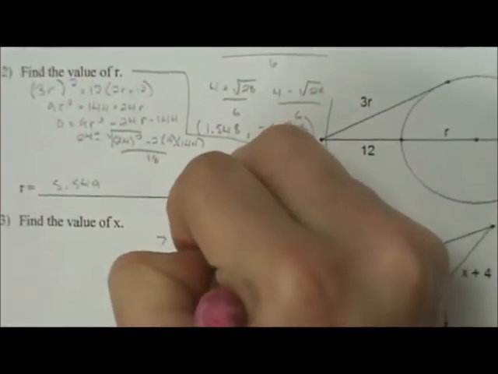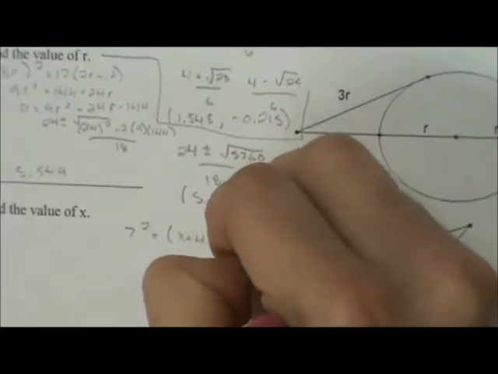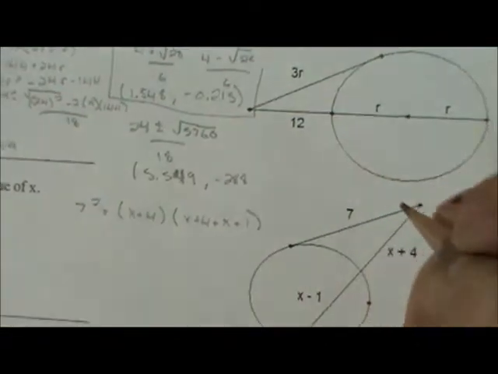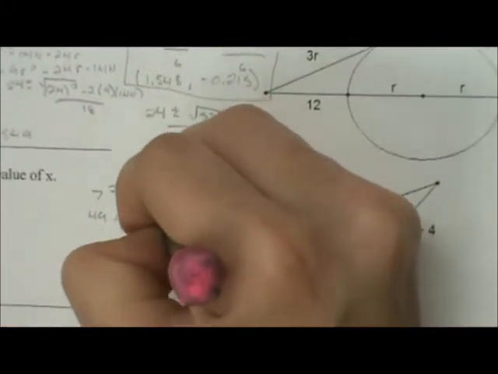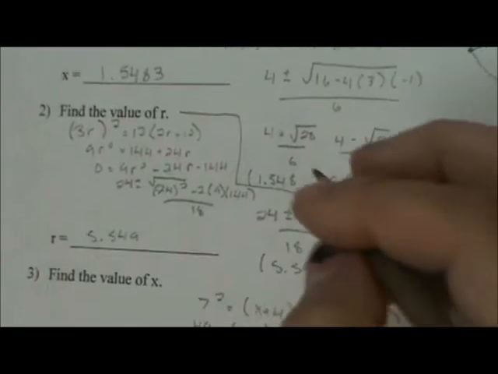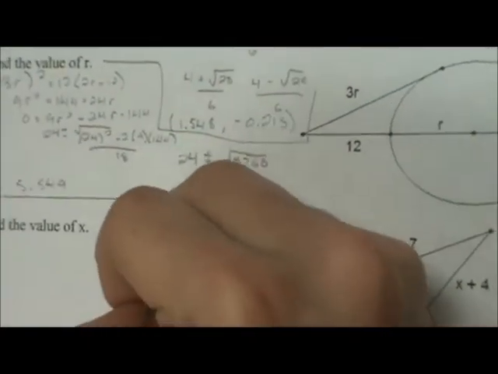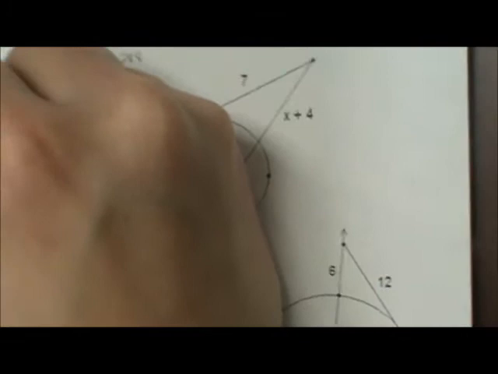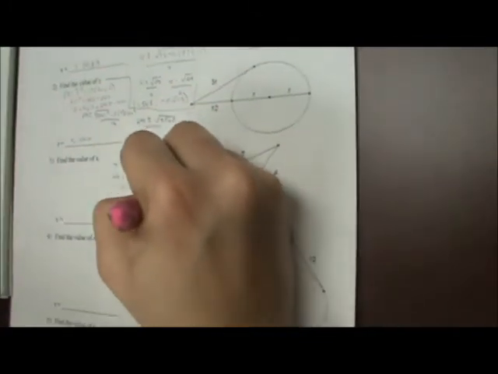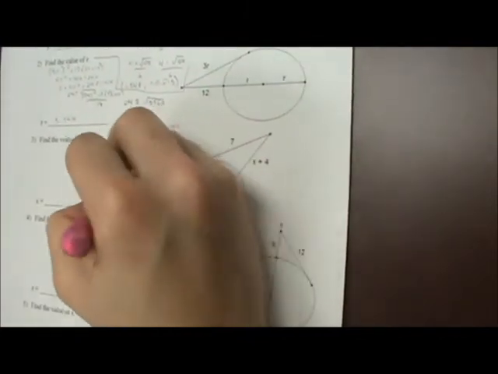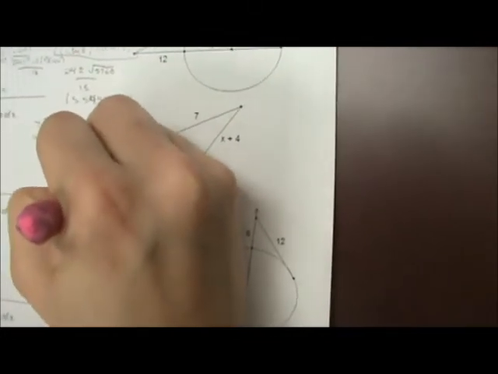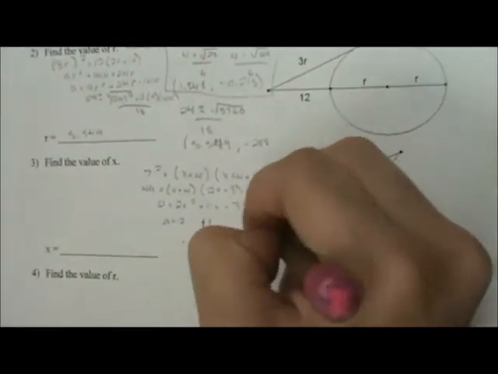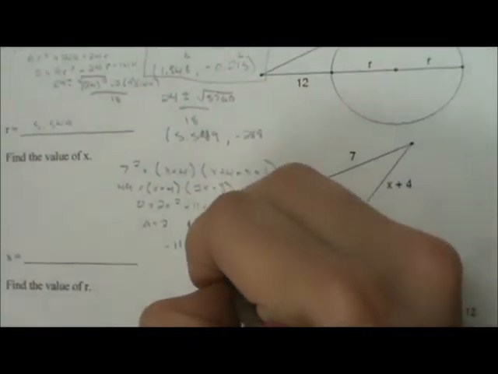Alright, then looking at number 3, it's the same thing, except it's a little trickier because you have to add the x plus 4 to the x minus 1 before you multiply. So we're going to have 7 squared equals 4 plus x times 2x minus 3, with the 2x minus 3 in parentheses. When you simplify, 49 is going to equal, when you FOIL it, 2x squared plus 8x plus 3x plus 12, which simplifies to 2x squared plus 11x plus 12. Then you subtract the 49 over, so you get 2x squared plus 11x minus 37.